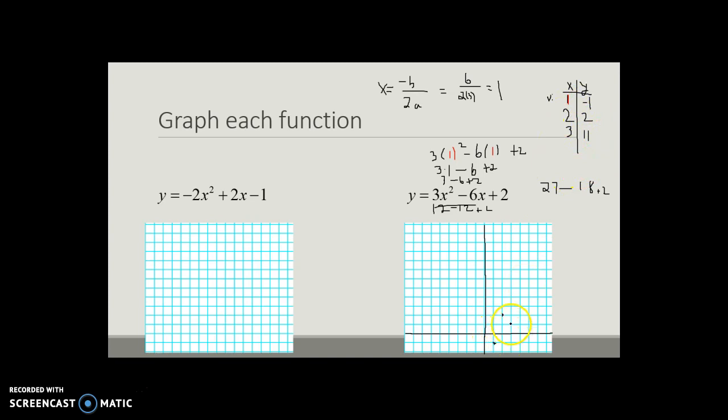1, 2, 3. 1, 2, 3, 4, 5, 6, 7, 8, 9, 10, 11. Ooh, just enough room. Okay, now I'm going to reflect these. I'll choose a different color. So when I'm 1 away from my vertex, I'm at y equals 2. I want to do the same thing here. Just get 1 away and be still at 2. And then when I'm 2 away, that's the negative 1 point, I'm up to 11. So I want to again do the same thing.